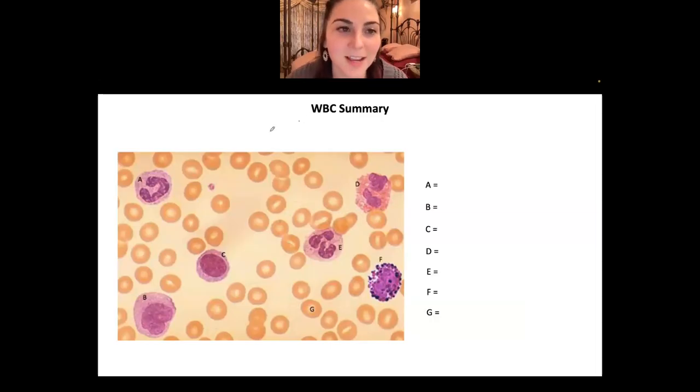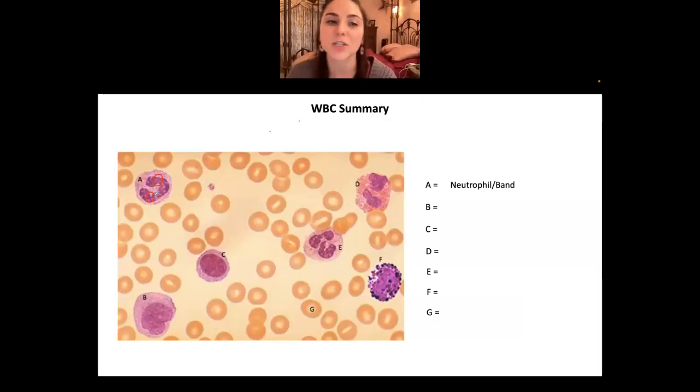Okay, cool. Yes. So a lot of you said PMNs. Some of you said bands. Totally fine. This technically is a PMN. I know it's kind of like, the more you see it, the better you'll get at identifying it. See this little indentation here? Technically, this would be considered a neutrophil, not a band, because we do have this indentation.